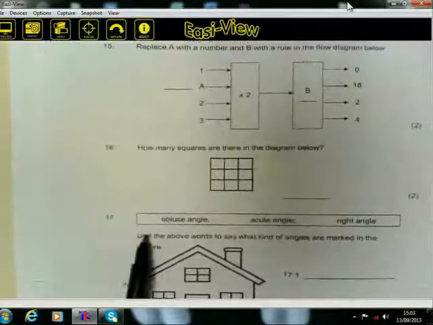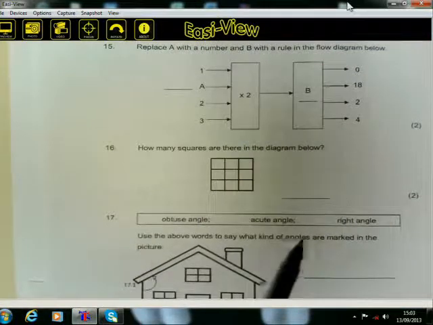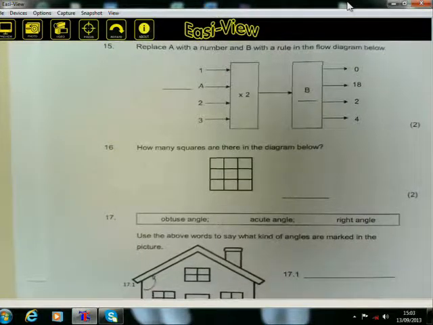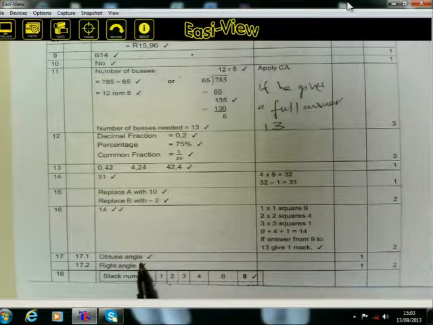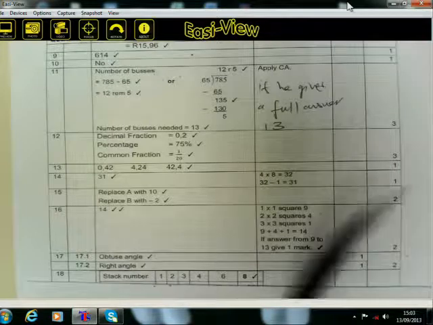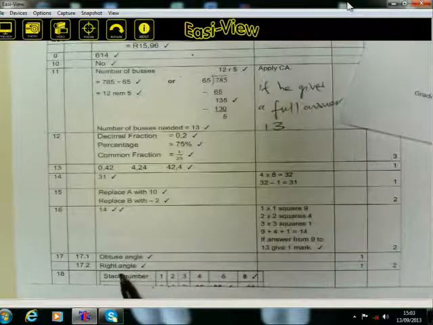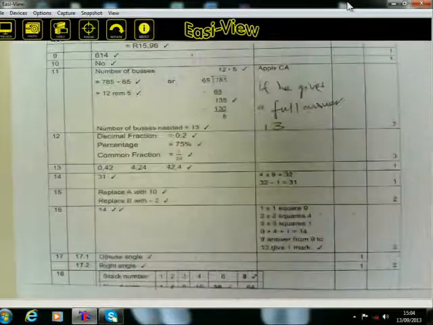Okay, let's come to this one now. Look at that one. 17, use the above ways to say what kind of angle are marked in the picture. You can see here 17.1 is an obtuse angle, no other angle, obtuse angle. And then number 2 here, it's a right angle. Remember that those angles are given here. Elena just chooses from that.